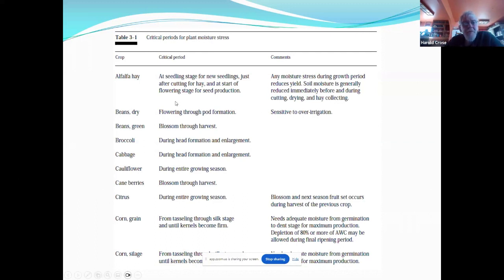So if you look at alfalfa, a critical period at seedling stage for new seedlings, just after cutting for hay, and at a start of flowering stage for seed production. If you're in a deficit during any of these periods of time, you could have some real problems. And when I put cutting for hay in here, I grow hay here, and I have a wheel line on it, and I make sure that I have a full profile of moisture before I cut hay, and then I wait a couple days and cut the hay.